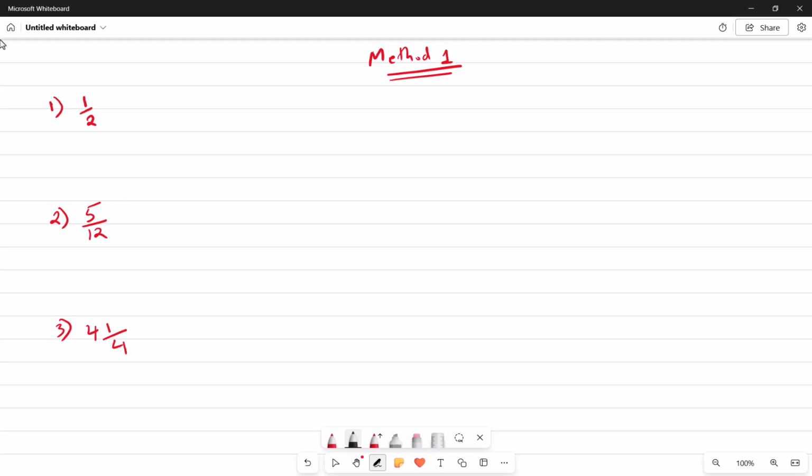So I'm going to show you two different ways of doing that. And I have three examples here. I have a very simple example, just 1 out of 2. Then I have 5 by 12. And then I have a mixed fraction, 4 whole 1 by 4. Okay, let's start solving now.